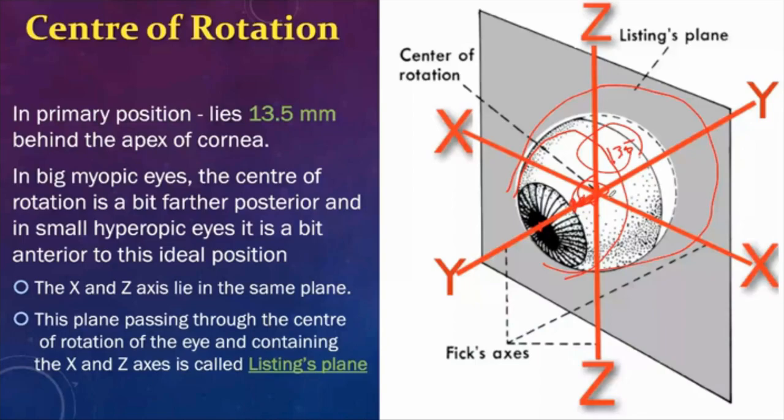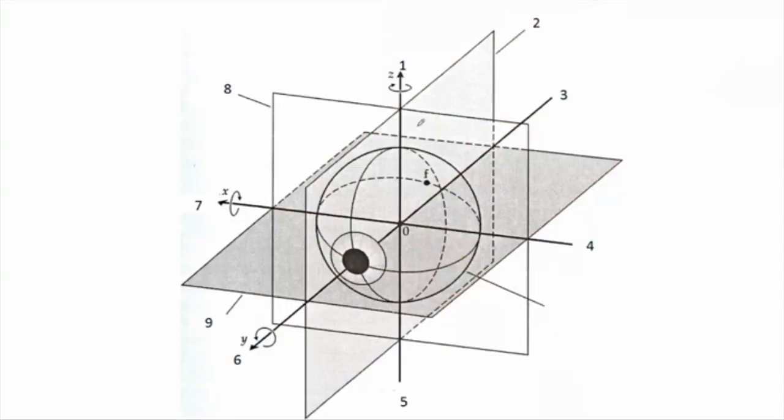The x and z axes lie in the same plane, called the Listing plane. So this grayish square is called the Listing plane, which is a plane passing through the center of rotation and containing the x and z axes. So this is just some information about the center of rotation and Listing plane that may be asked in the MCQ exam. These are the summary of the different axes, and here is the Listing plane.